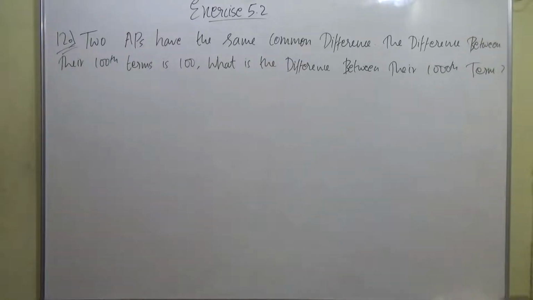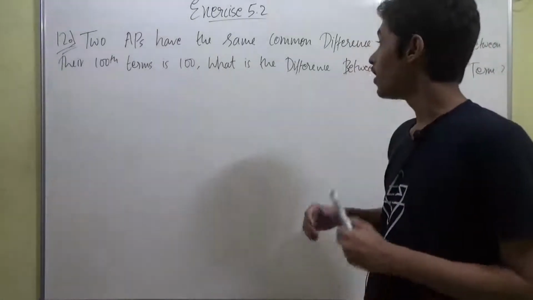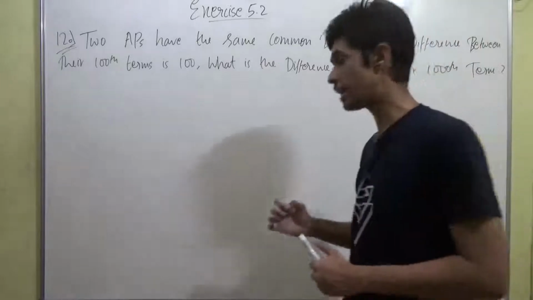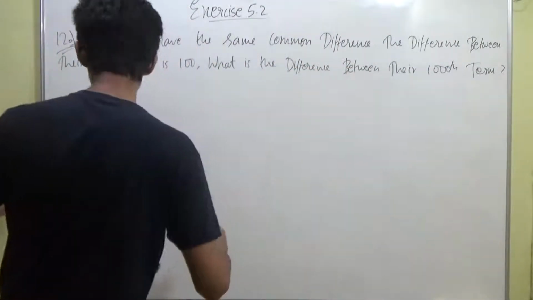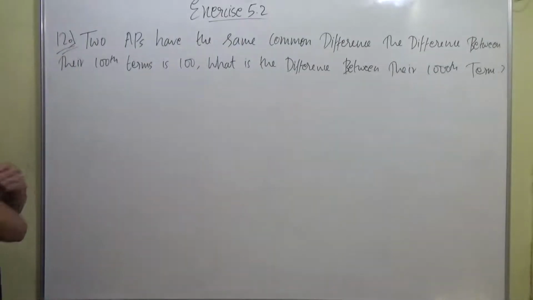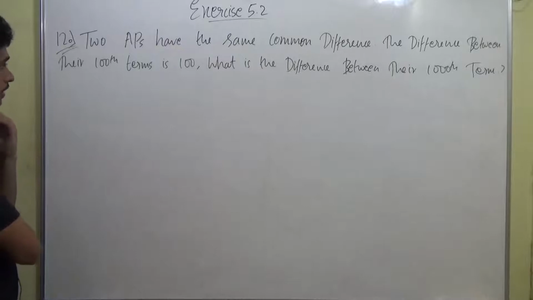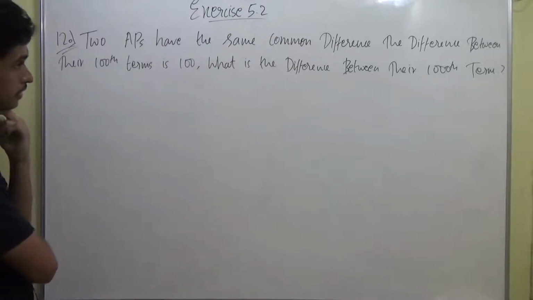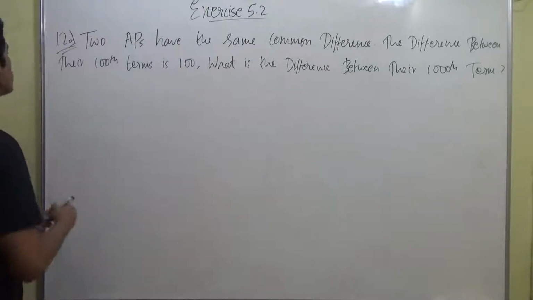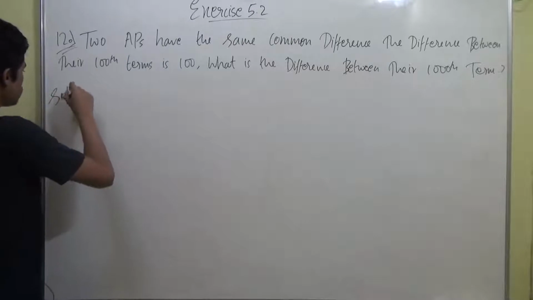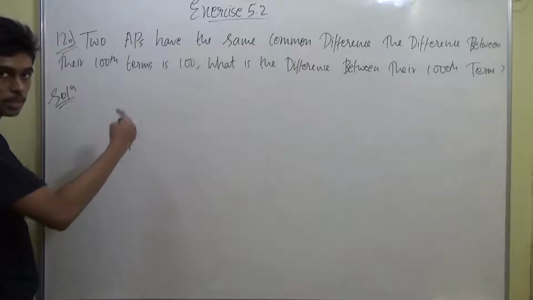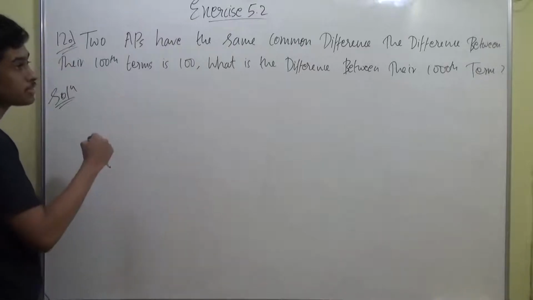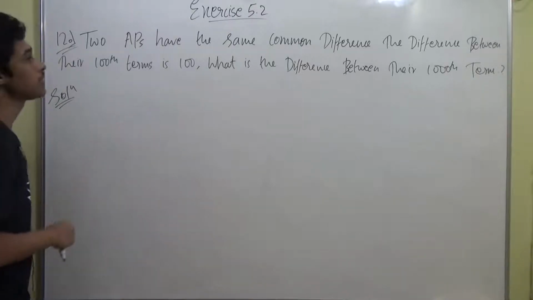Okay guys, now let's go to the 12th question. It might sound a bit tricky, but trust me, it's very easy. I'll make it easy for you. The question is: two APs have the same common difference. The difference between their 100th terms is 100. What is the difference between their 1000th terms? They are saying there are two APs, and the difference between both the APs' 100th terms is 100. What is the difference between their 1000th terms?